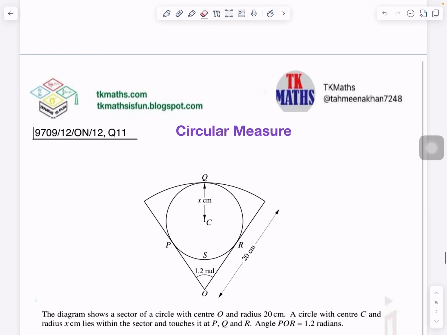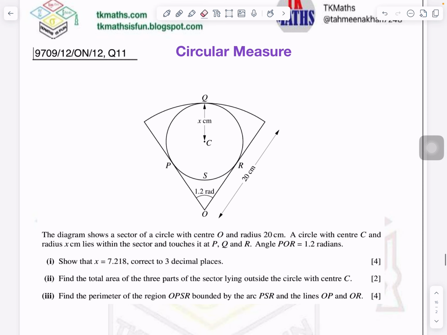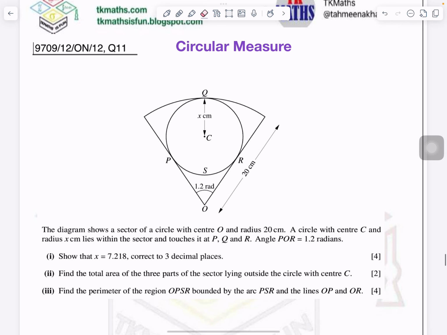So let's see the question here. And like I said, it's not only the solution of the question, but also at the same time the explanation of the concept in detail so that you can apply the concept and solve any other type of question. So this question is taken from November 12, variant 1-2.